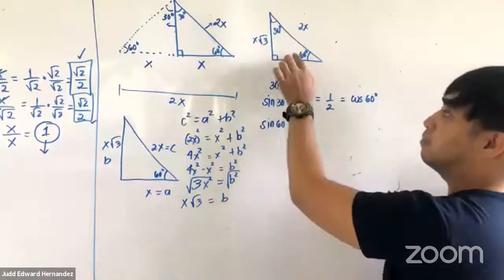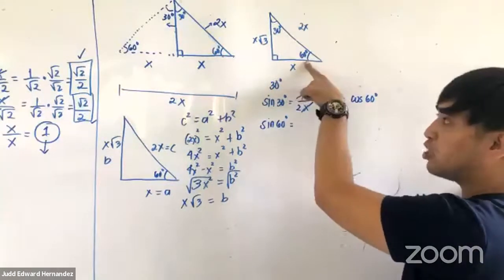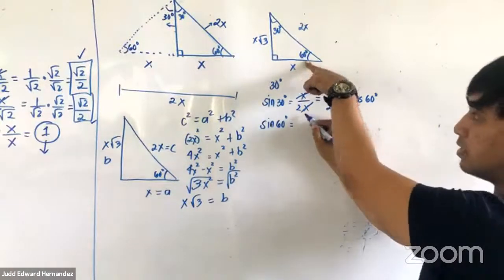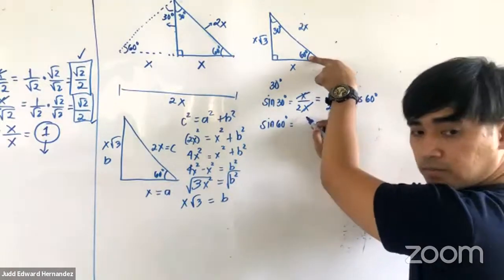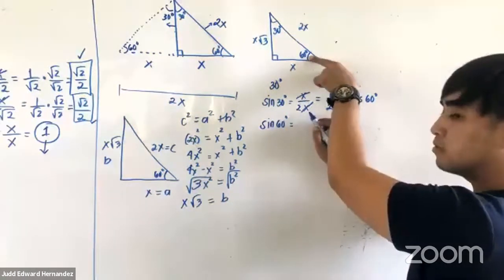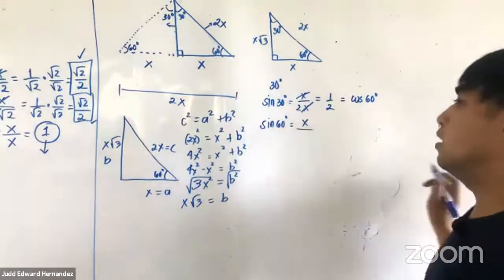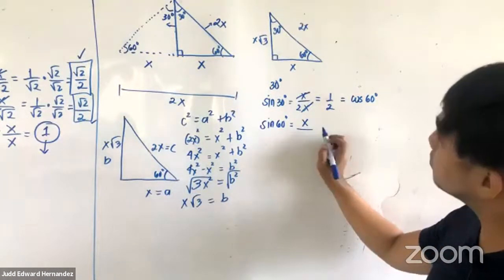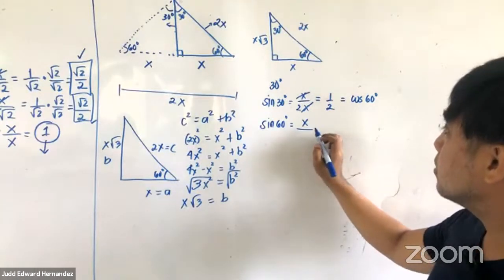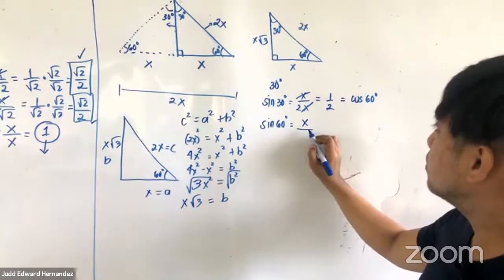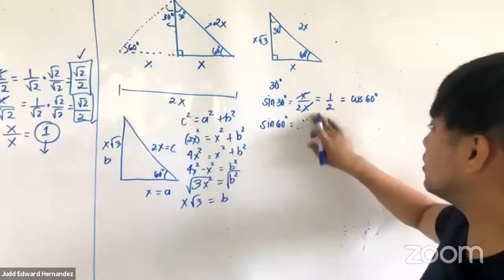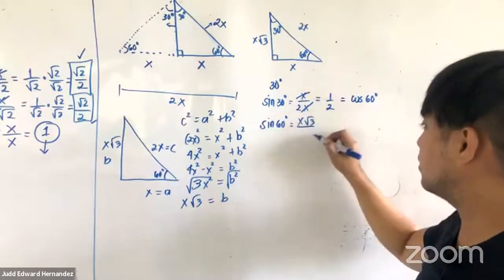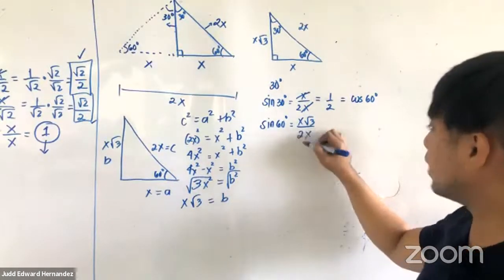Punta kay 60. Adjacent. What is the adjacent side of 60 degrees? X. Hypotenuse. What is the hypotenuse? Wait, 2x. Opposite over hypotenuse, so pala to, sorry, this should not be adjacent. This is sine 60 opposite, that is x square root of 3. Hypotenuse is 2x. Tama po ba?